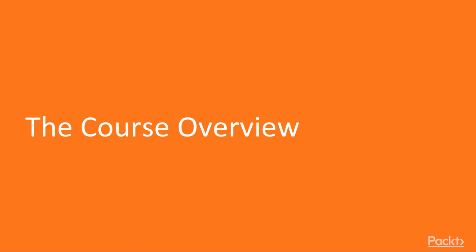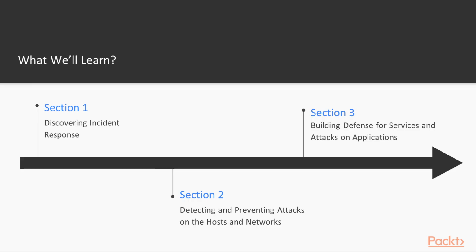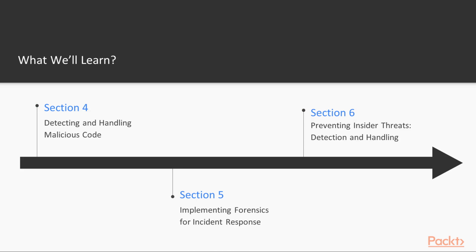So let's talk about the course overview, like what we are going to learn here in this course. First of all, we will learn about discovering the incident response process. Then we will learn how you can detect and prevent attacks on hosts and networks. We will learn the defense techniques for these attacks, then how to detect and handle malicious code, and implement forensics for incident response, and finally, preventing insider threats, detection and handling.